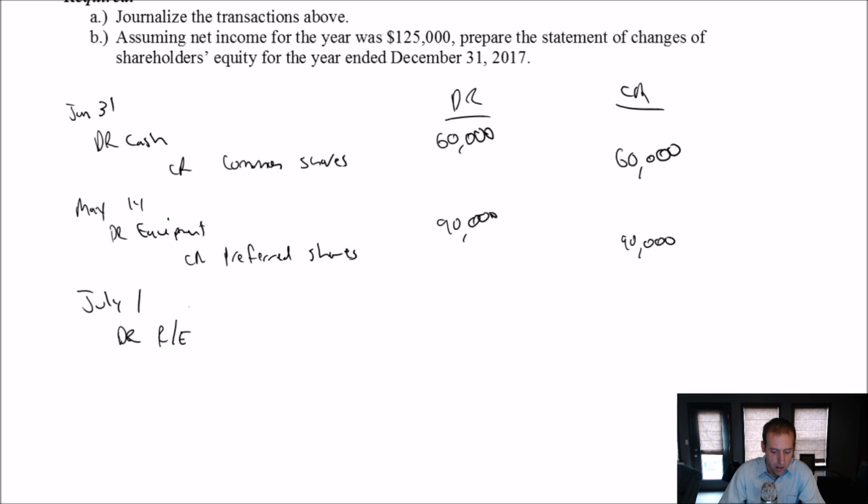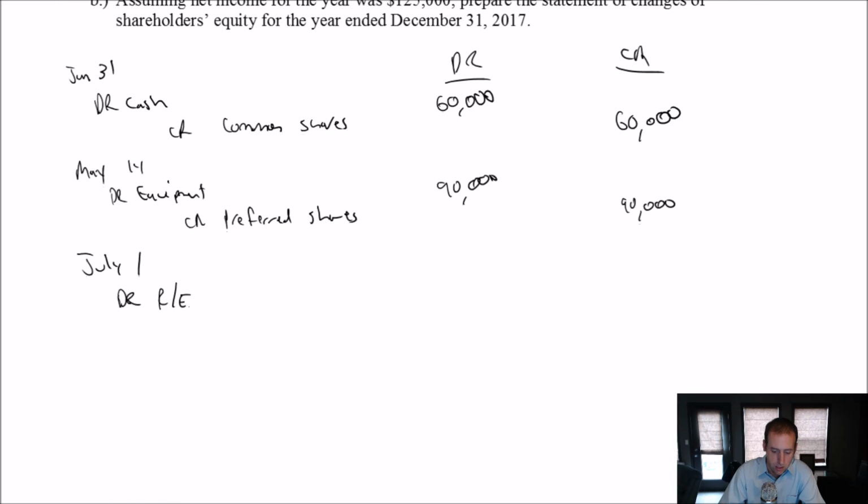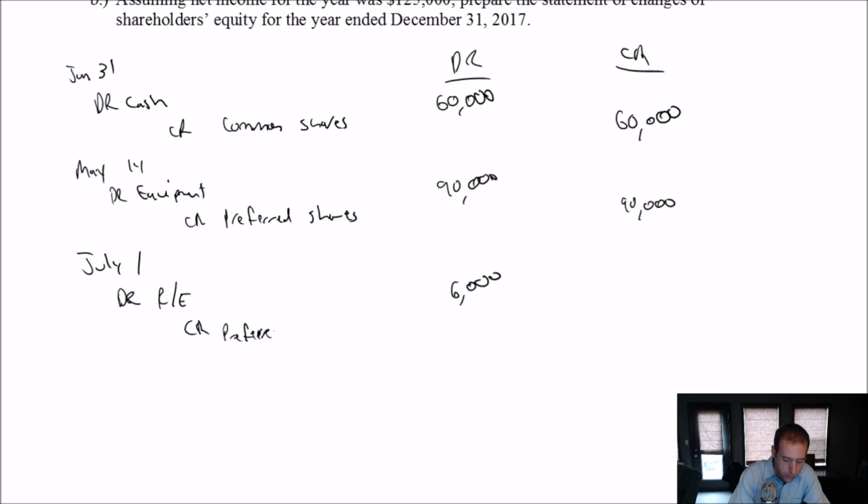And the amount of this dividend, as we said, was $6,000. Our credit isn't to cash, it's to dividends payable. And in this case, preferred dividends payable, sorry about my writing there, and that's for $6,000.